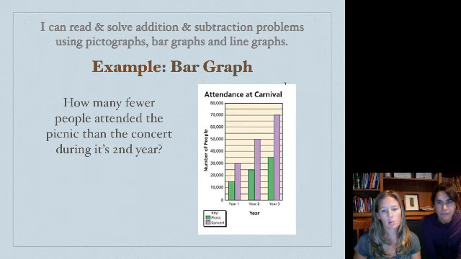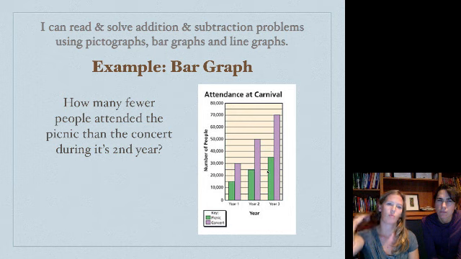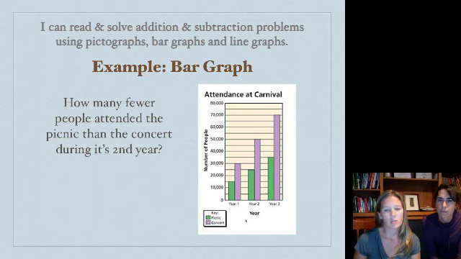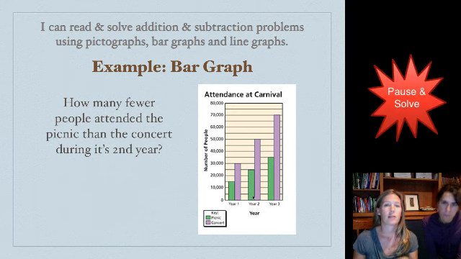All right, so now we're going to do an example of a bar graph. You don't have to draw this bar graph out, but you are going to need to use it to answer the question. How many fewer people attended the picnic than the concert during its second year? If you can't see it, if it's fuzzy, we're looking at the second year. Purple is the concert, green is the picnic, and you want to know how many fewer people attended the picnic. So pause it, try and answer it, and then come back and we'll go over the answer.